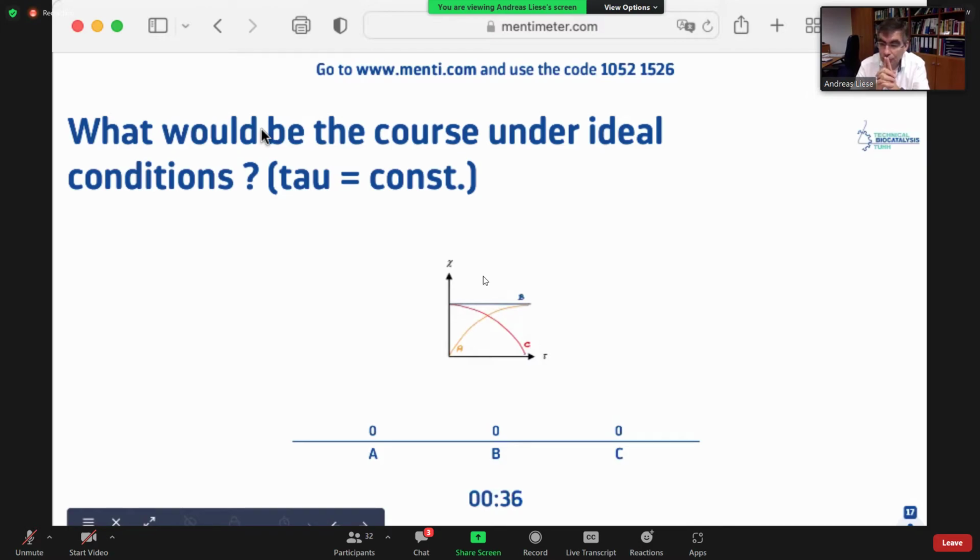Ideal conditions, what would you expect? Sorry, and tau constant is wrong there. We have alternating tau; it is a copy-paste error in the question.